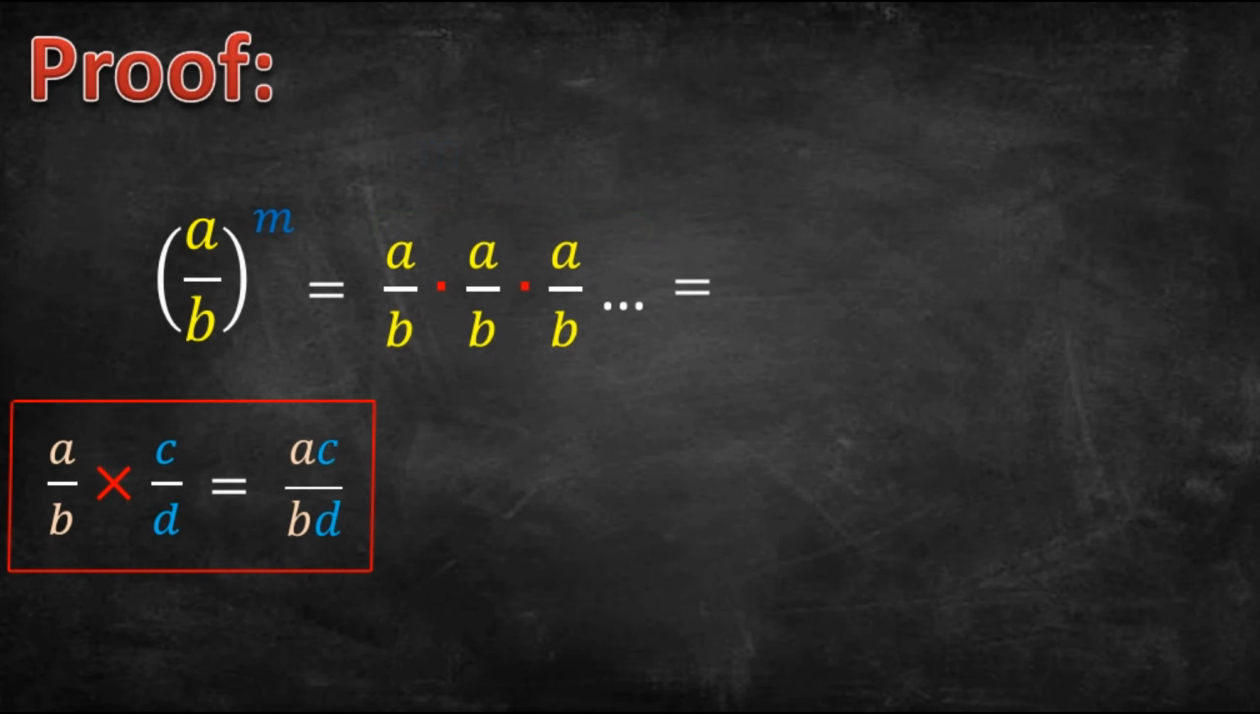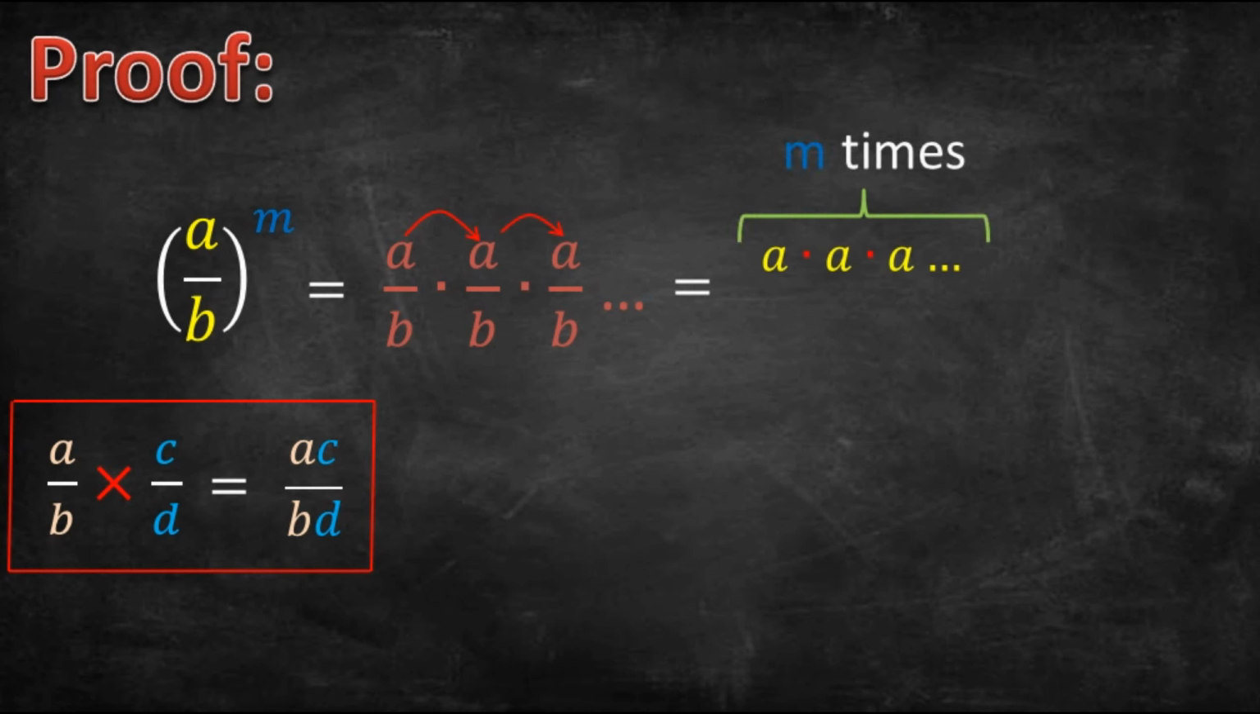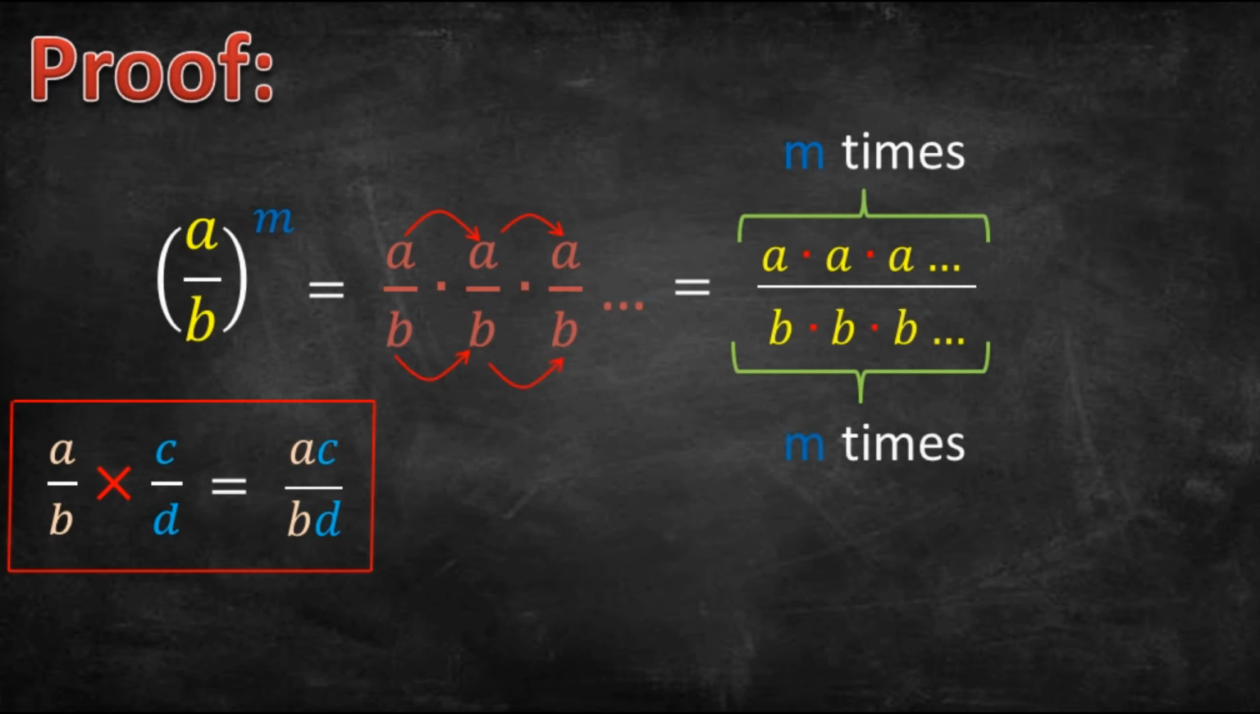Now, applying this to the fraction a/b multiplied by itself m times, we can multiply the numerators. In other words, a times a multiplied by itself m times over b multiplied by itself m times. So we have one fraction with m a's in the numerator and m b's in the denominator. Now, by the definition of an exponent, a multiplied by itself m times is equal to a^m, and b multiplied by itself m times is b^m. So we end up with a^m over b^m.